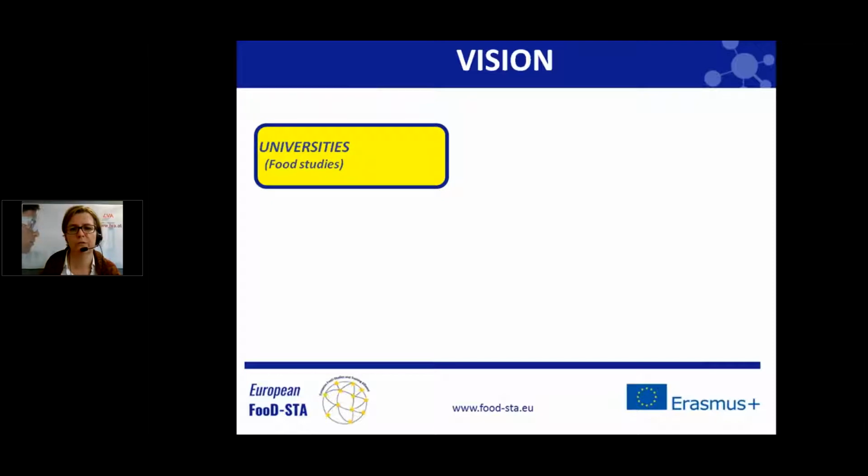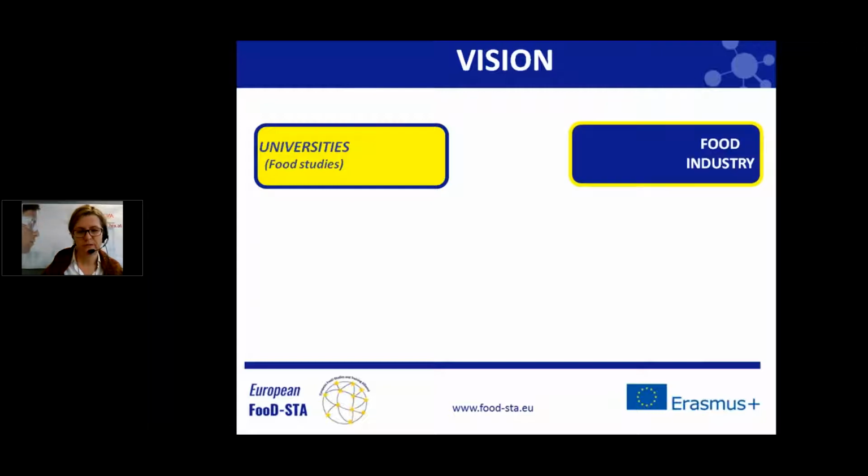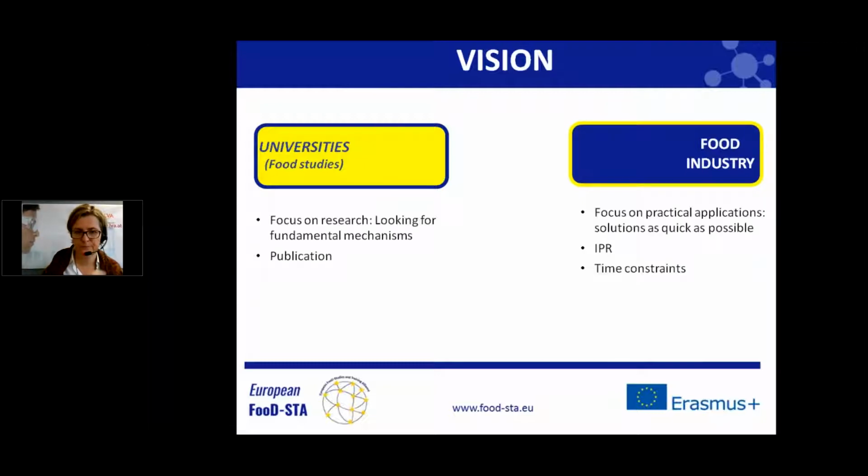What is the vision of Foodstar? We see universities having knowledge from academic research. We see food industry having knowledge from the daily practice. The focus in universities is on research and on publication of results. The focus in the industry is on practical applications, on practical solutions, also on the protection of intellectual property, and time constraints play a major role. So there is a gap in these two approaches that Foodstar wants to close.